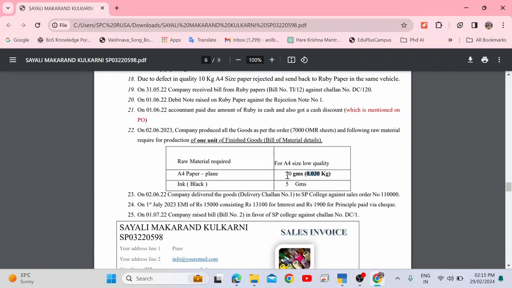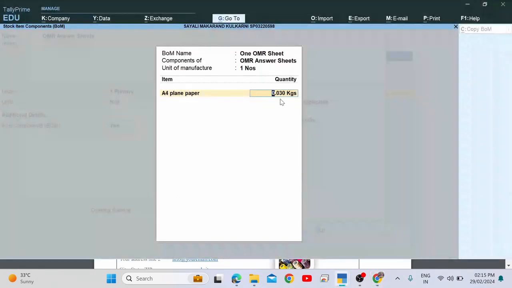Therefore, though we have grams in the bill of material, convert that into kg. Our unit is kg, therefore it's your duty to tell Tally grams in kg. If you write grams information, definitely you will get wrong output, because Tally wants kg here and you cannot change this kg.